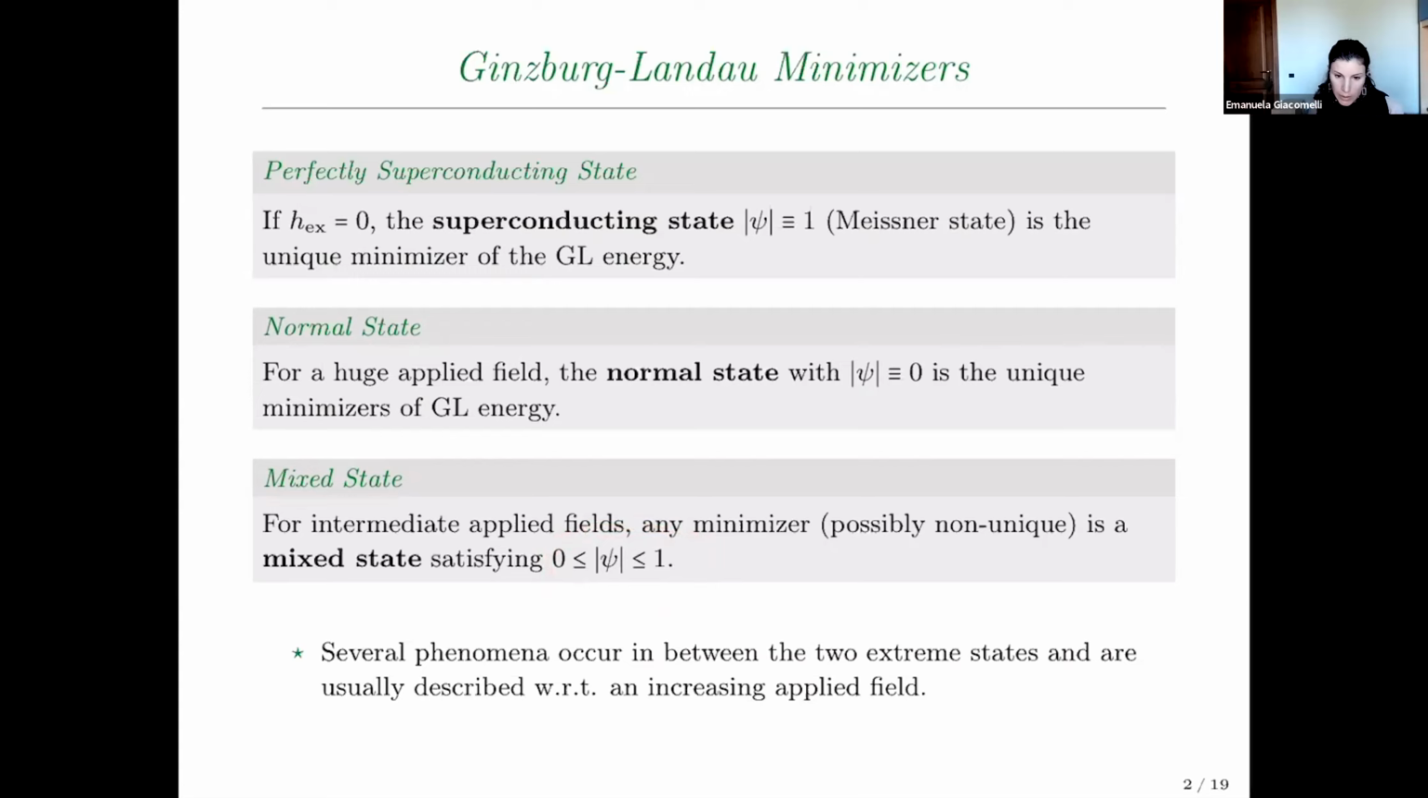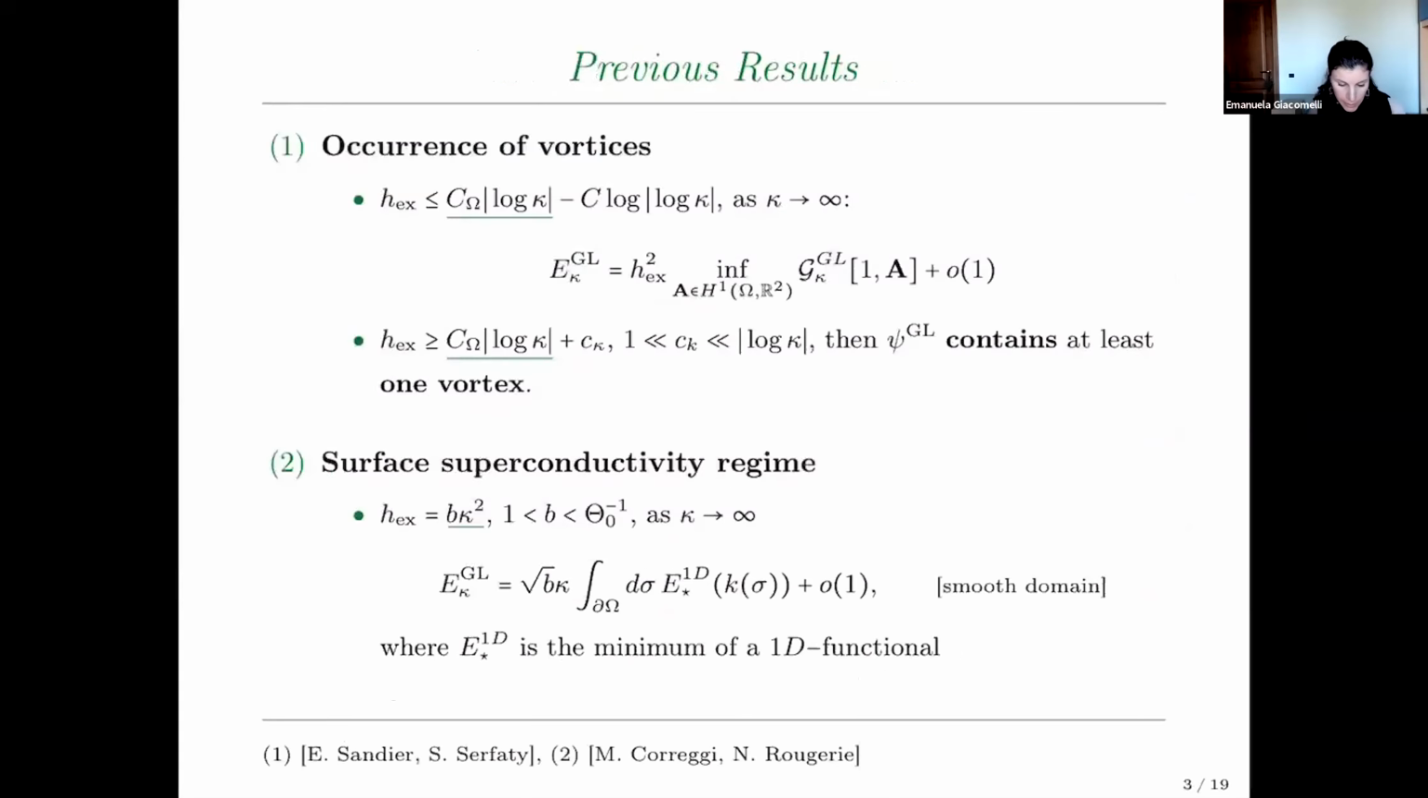And now, in the next slide, what I'm going to do is to tell you more or less the story about what happens between these two states, and then I will focus on the regime we studied. So first of all, as I was saying before, if the intensity of the field is small enough, then we are in the superconducting state in which the modulus of psi, as I already told you, is exactly equal to 1.